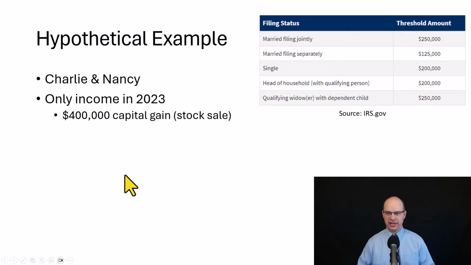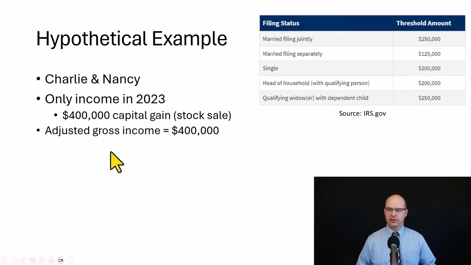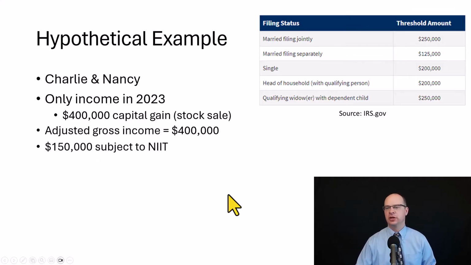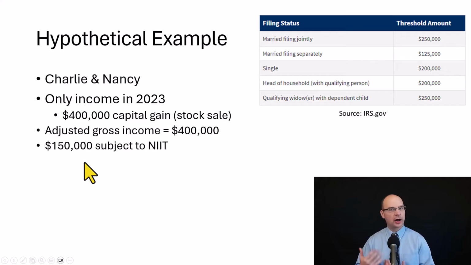And what that means from a net investment income tax perspective is, again, their modified adjusted gross income for this calculation is going to be $400,000. But for married filers, again, remember, the threshold is $250,000. So it's only investment income above that threshold that is going to be subject to that additional 3.8%, which of course for them means that $150,000 of their capital gain specifically is going to be subject to NIIT.